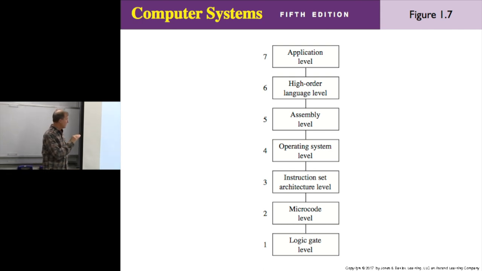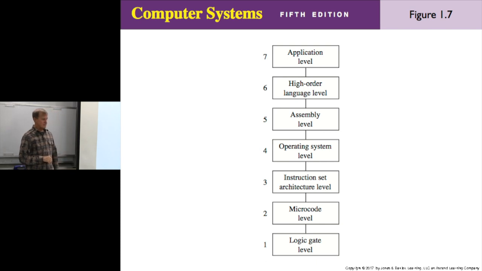And here is what you have to memorize, figure 1.7. The application level, the high order language level, the assembly level, the operating system level, the instruction set architecture level, the microcode level, and the logic gate level. And their numbers. We have abbreviations for these. That top one we'll call AP7. The next one we'll call HOL6. And then the next one we'll call ASMB5. That's what we will be referring to in this overall levels of abstraction of a computer system.